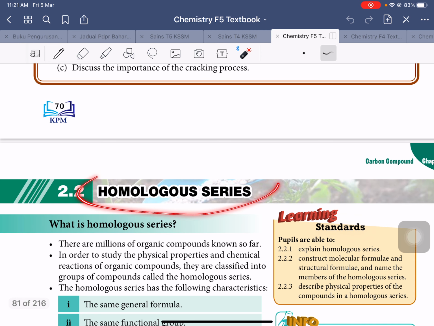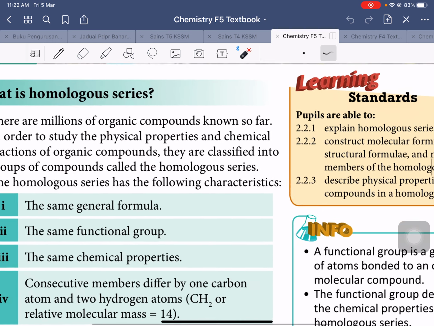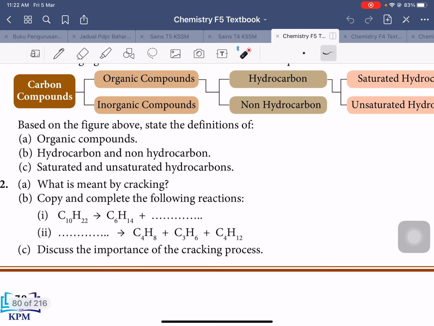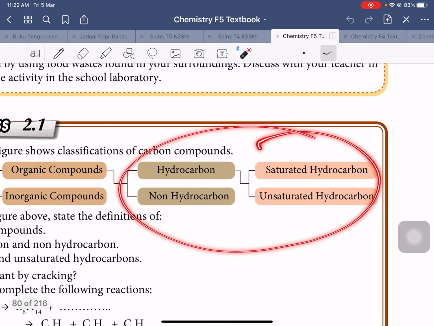2.2 Homologous series. This is a new term, istilah baru yang kamu akan belajar mulai bab ini. Siri homolog in Bahasa Melayu. What is homologous series? There are millions of organic compounds known so far. In order to study the physical properties and chemical reactions of organic compounds, they are classified into groups of compounds called homologous series. I repeat that one more time: sangat banyak, millions of organic compounds. Kita kategorikan dia kepada homologous series, maksudnya yang ini semua boleh dikategorikan kepada siri homolog.